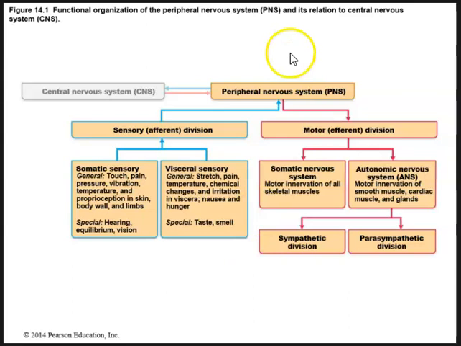So when we divide the peripheral nervous system into sensory or the afferent division or the motor efferent division, the autonomic nervous system falls under the motor or efferent division, okay? So ANS, we also call it the visceral motor division. It provides motor innervation of smooth muscle, cardiac muscle, and glands. And again, it can be further divided into the sympathetic division and the parasympathetic division.